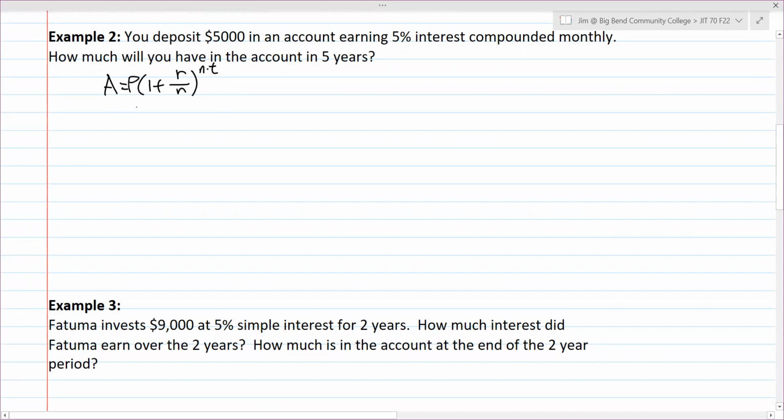Oh, forgot to put down P there. All right, so you deposit 5,000, and you have a 5% interest compounded monthly, right? And again, the meaning of compound is covered in the regular lecture video. How much will you have in the account in 5 years?